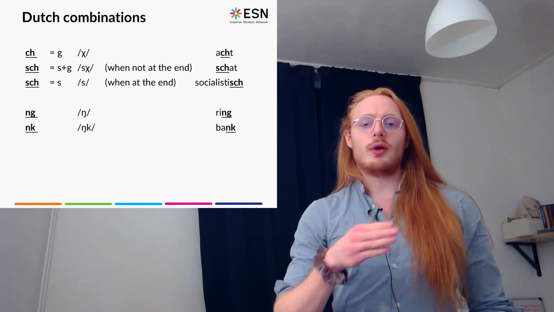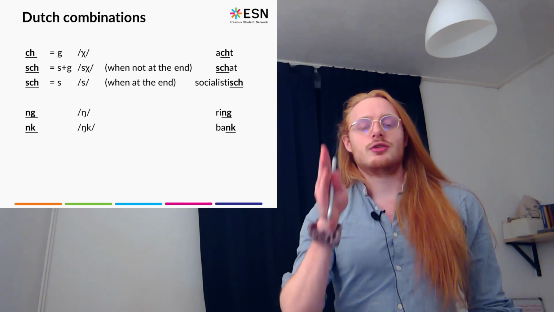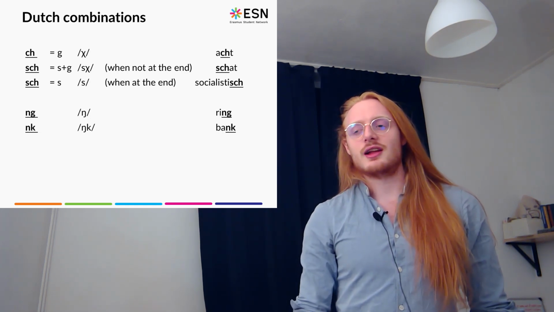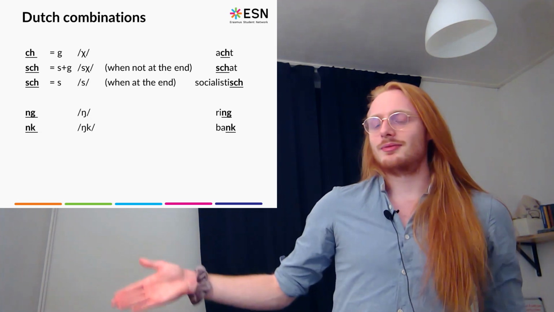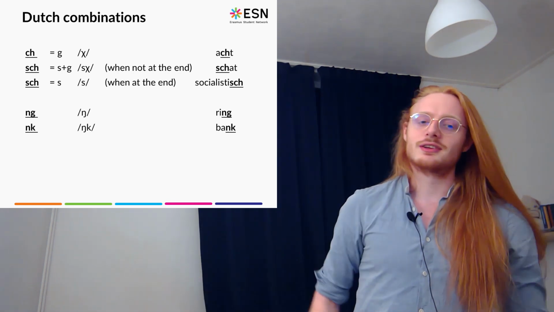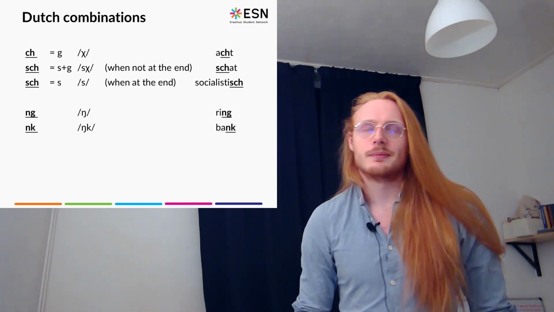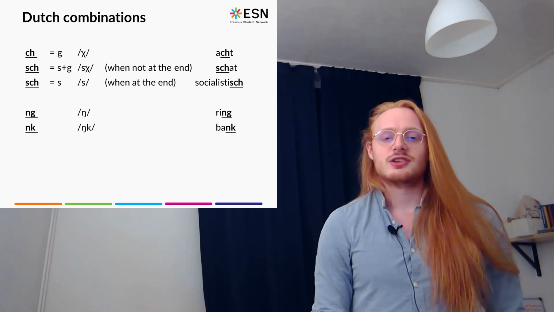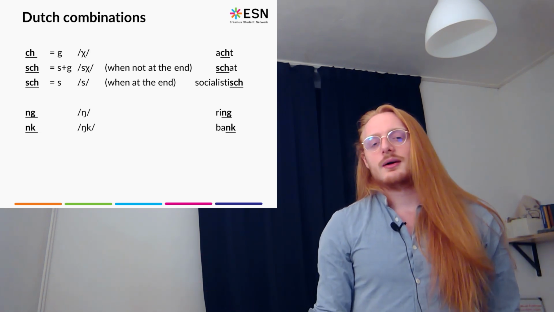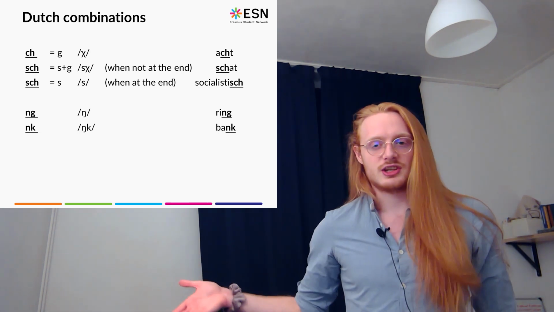SCH, when not at the end of a word, or end of a syllable, I should say, is pronounced as just an S and a ch. So sch. So this word, schat, means darling or honey. It's not a very cute word for a cute phrase. If SCH is at the end of a syllable, then it's pronounced as S. So here the word socialistisch, which means socialist, is just pronounced as an S at the end.